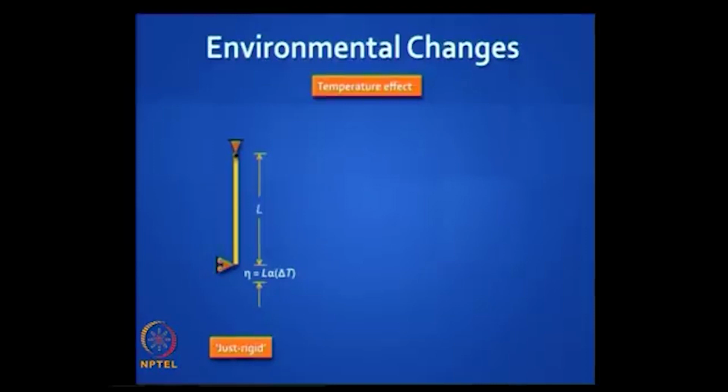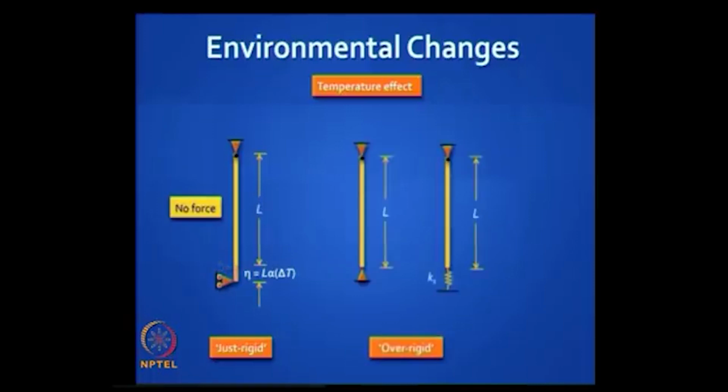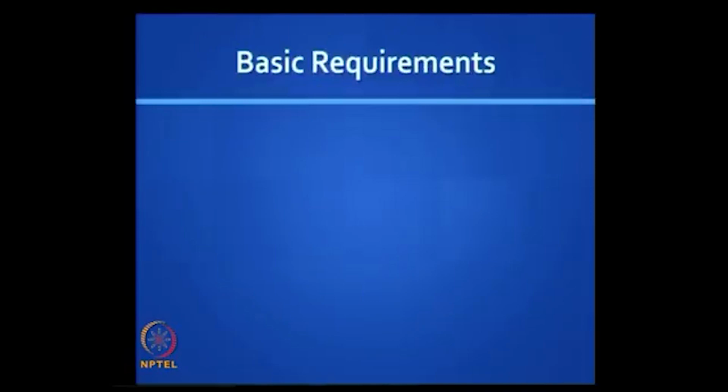Okay. Environmental changes, let us take a rod like this which is free to elongate, so there is no force, but let us restrain the other end. Either we prevent the movement fully or we put a spring there, and then you have an over rigid structure, you have an actual force, and how much it moves depends on the stiffness of that spring.